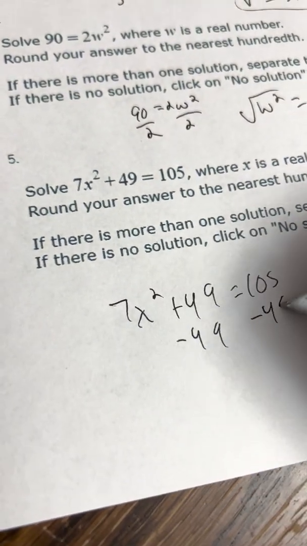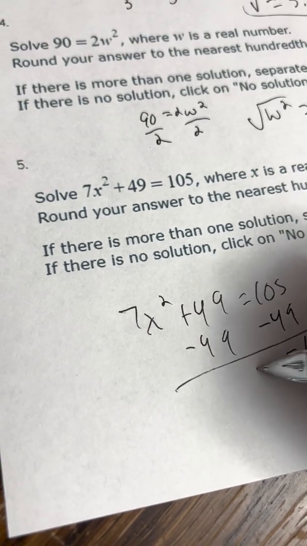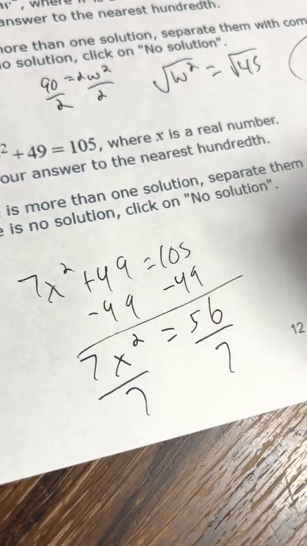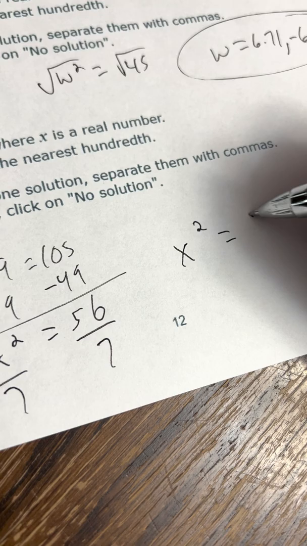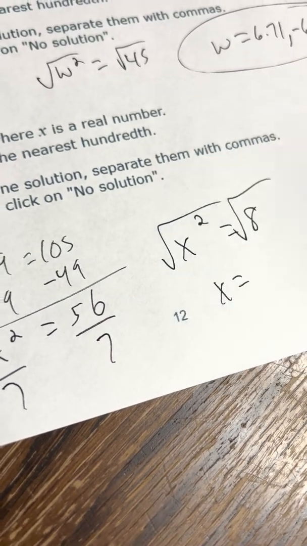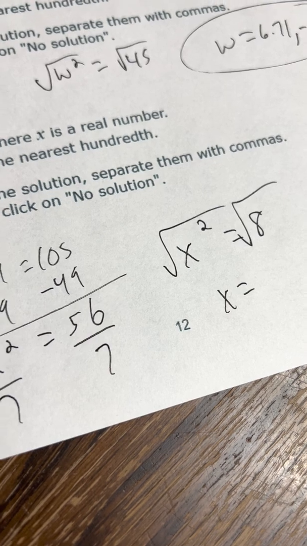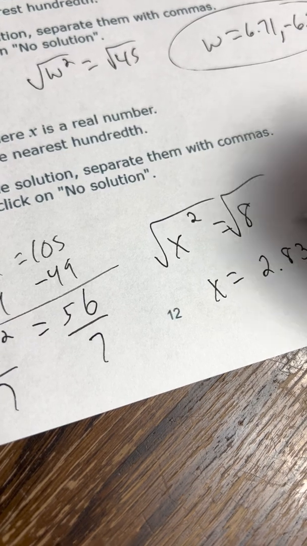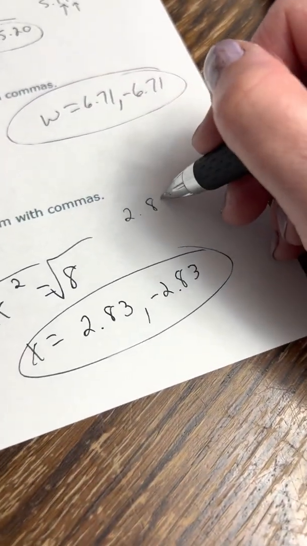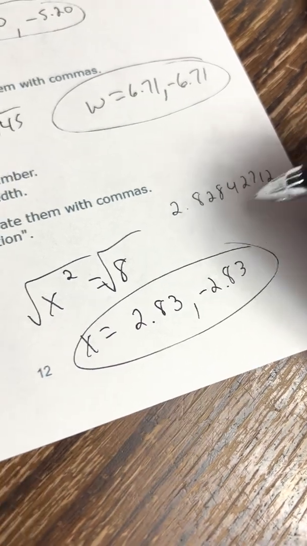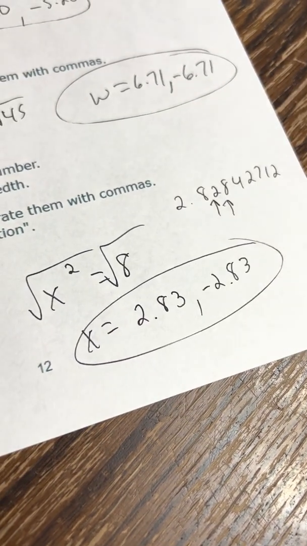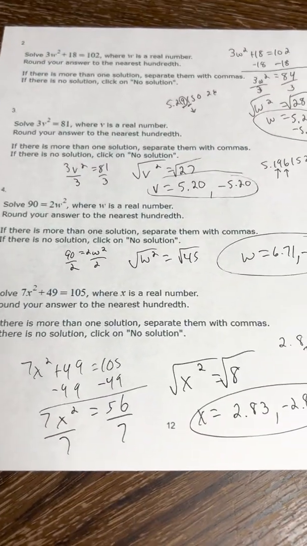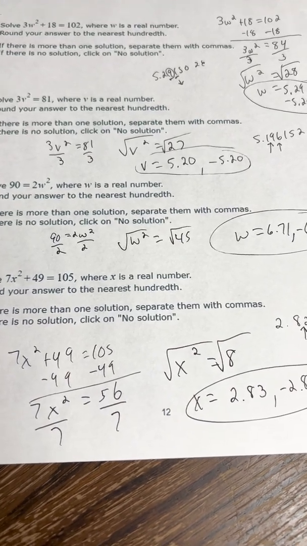The last problem on this page looks like this. Subtract 49 from both sides. Get 7x squared equals 56. Divide by 7. X squared is going to equal 8. Take the square root. X is going to be the square root of 8, which is 2.83 and negative 2.83. I had 2.8284 and so on. Since this number is bigger than 5, I raise the 2 to a 3. And that is it. So that is solving using the square root property.